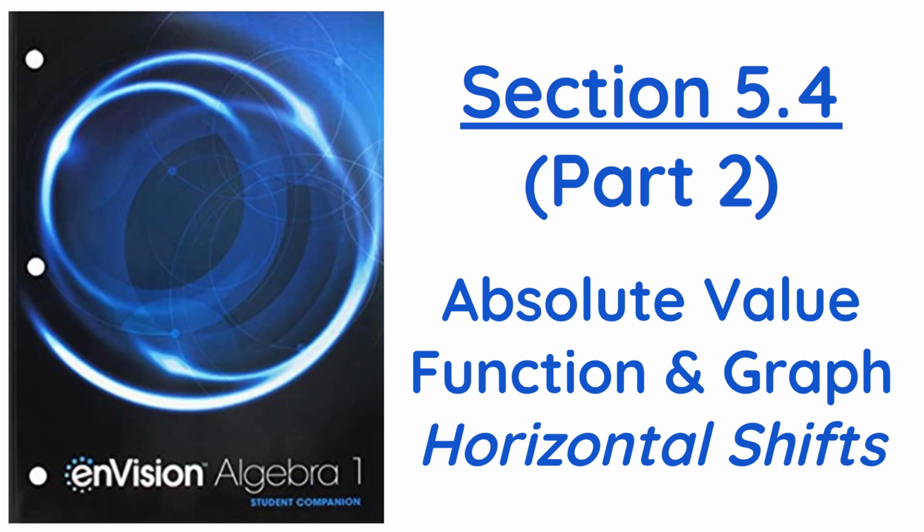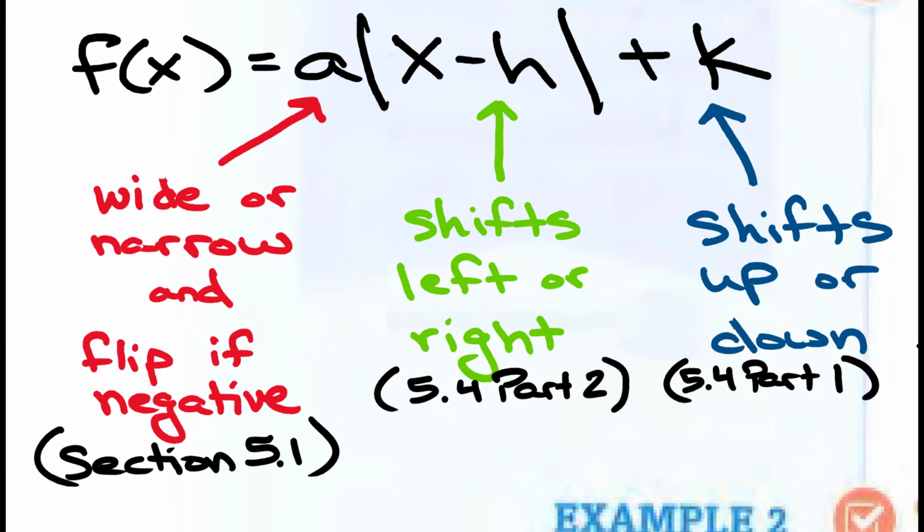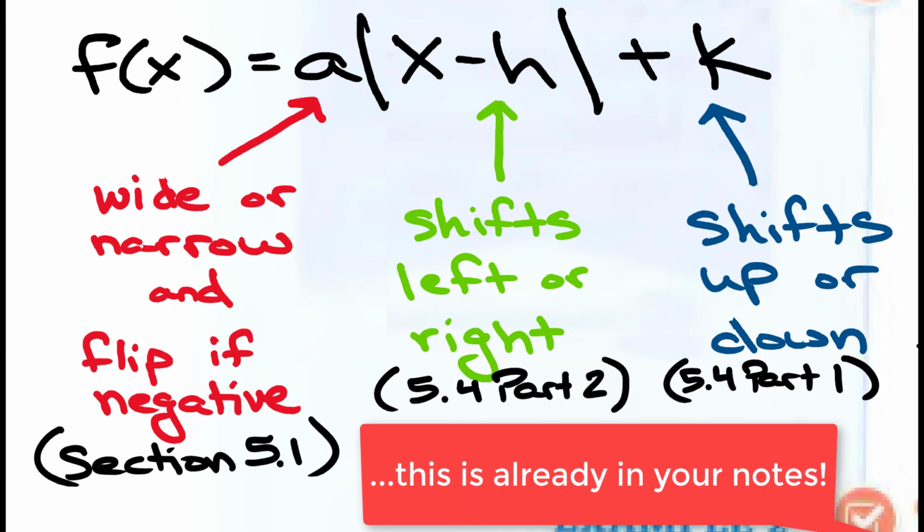Welcome to section 5.4. This is part 2 of our absolute value function and graph lesson. This one is focusing on horizontal shifts. All right, let's turn to page 112 in our student companion book.